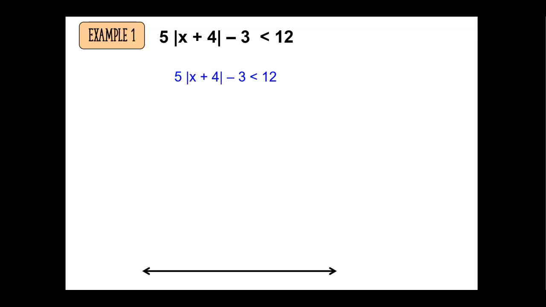Wow. All right. Well, let's do this. Ready? Is everyone listening? Step 1, I need to get those bars by themselves. So what do I need to get rid of first? The 5 or the -3? The loner, -3. How do I get rid of a -3? Okay, so +3 on both sides. Cancels out on the left.